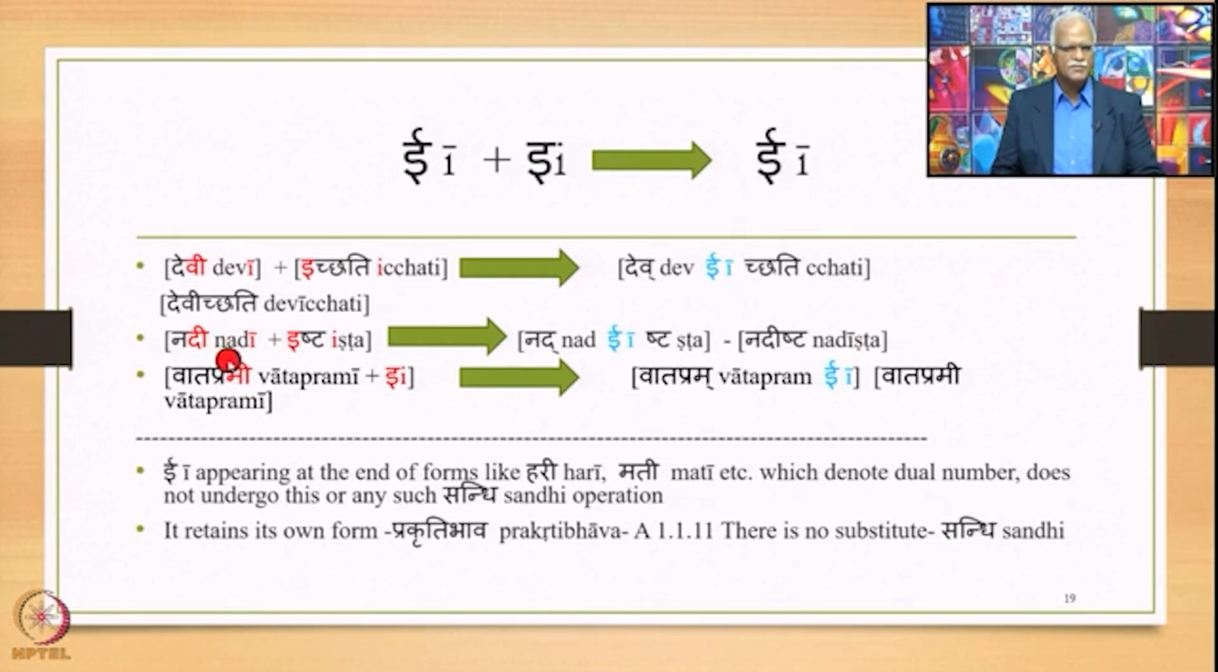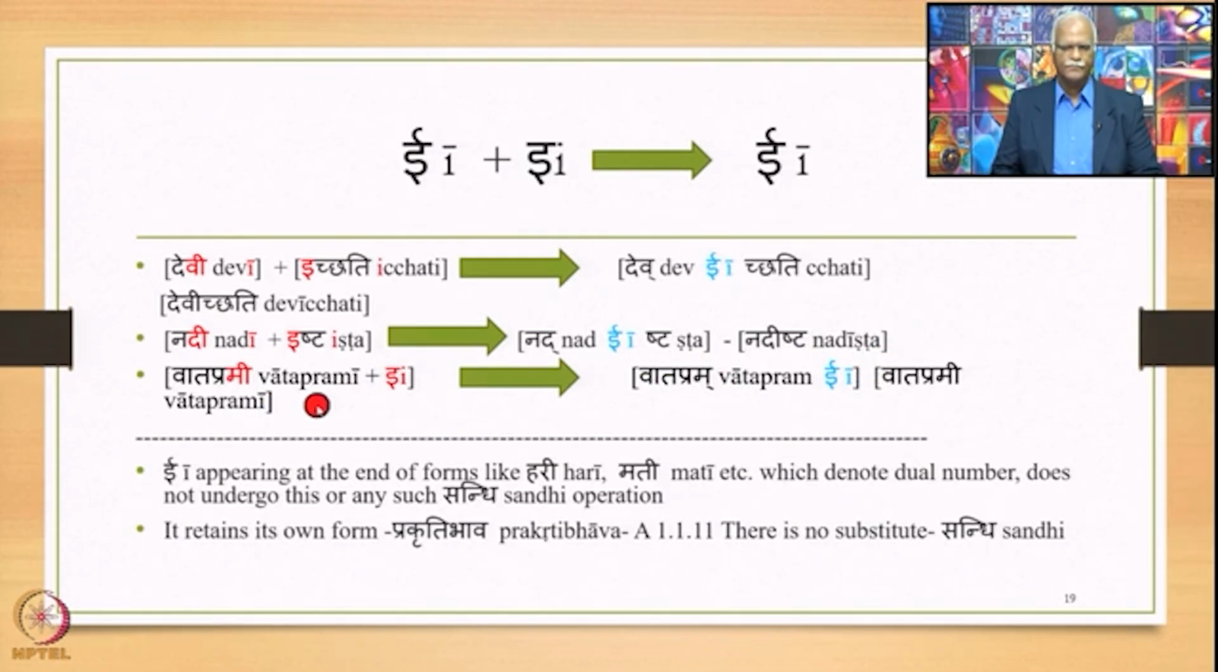Similarly, we have Nadi plus Ishta. This is within a pada. This is the compound. So here there is long E followed by short E. Because this is a compound, Samhita is obligatory and therefore 6.1.101 applies and generates the output in the form of Nad, E and Shta, that is Nadishta.